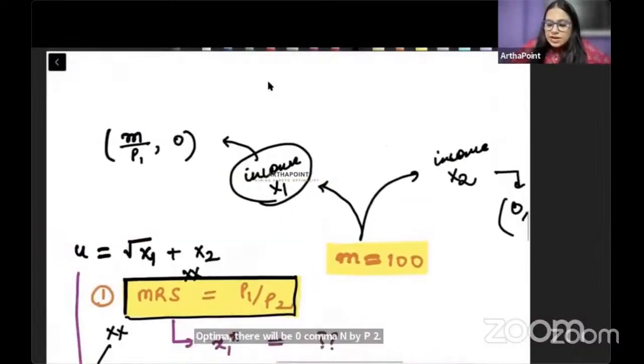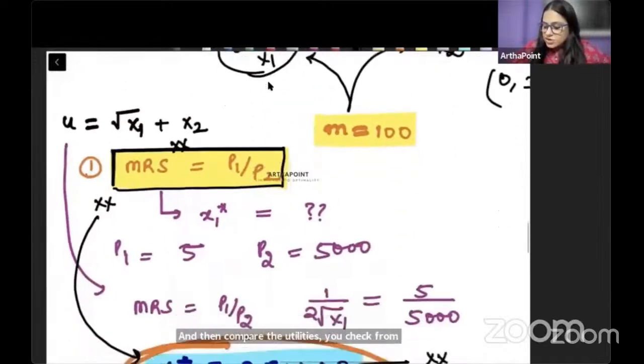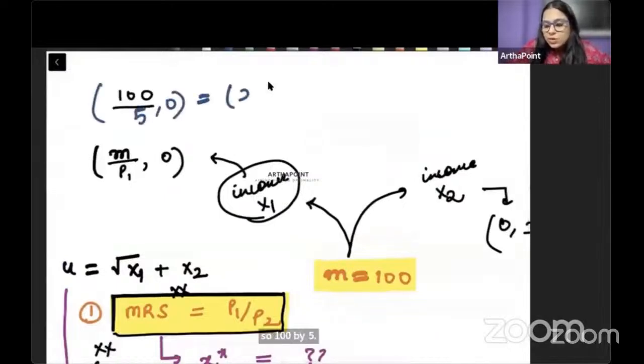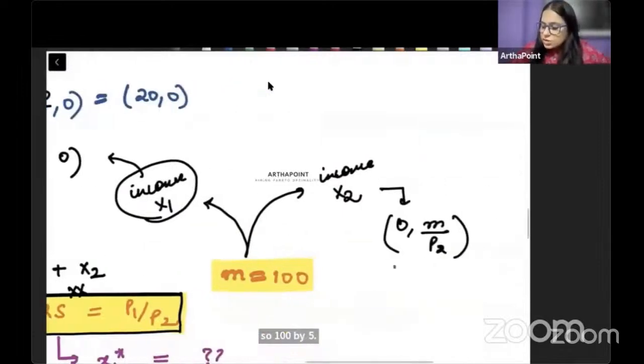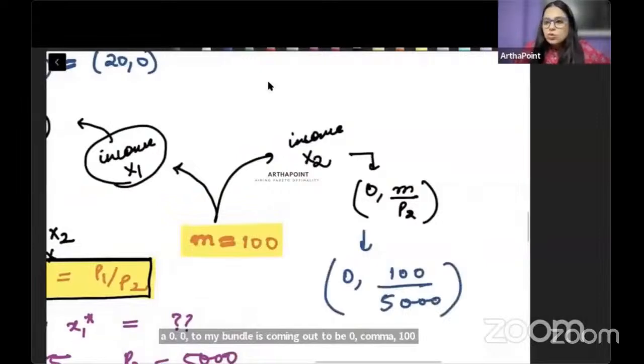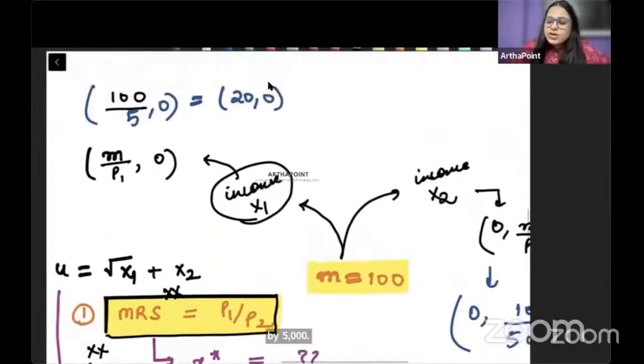When we calculated this, I am getting 100 by 5, I think the price of good 1 was 5. So 100 by 5, 0. So my bundle is coming out to be 20, 0. And when we calculated this, my bundle is coming out to be 0, 100 by 5,000. These two bundles are coming out. Just find the utility in the two cases.